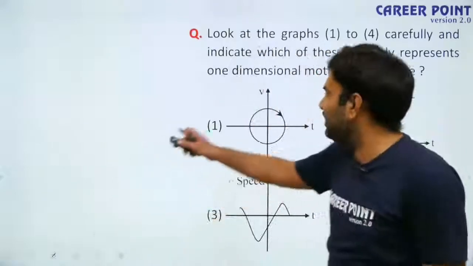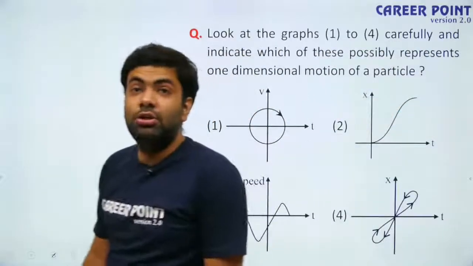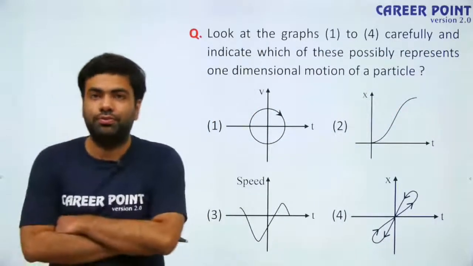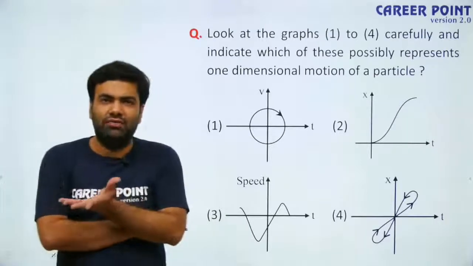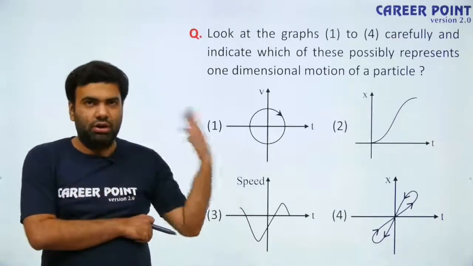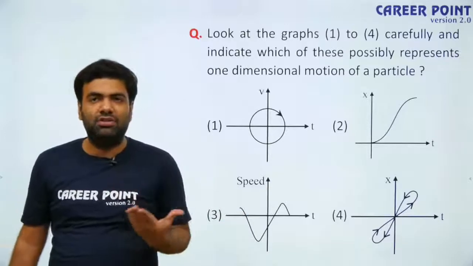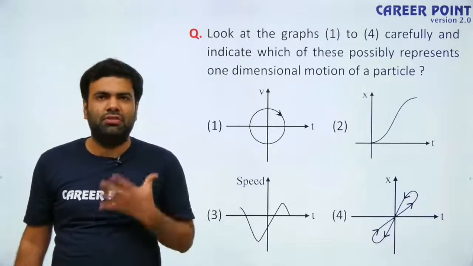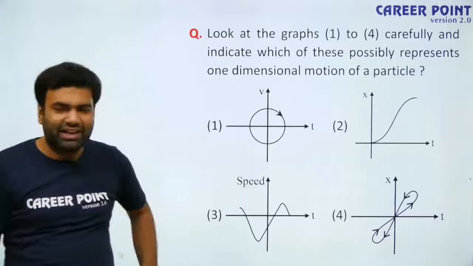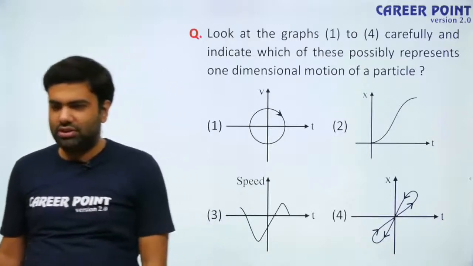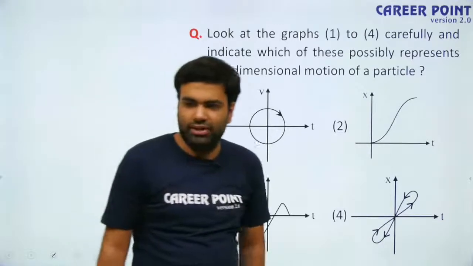Now, which of these graphs are not possible? This is the question. This is a general graph question, no equation is required. Just see all the graphs, and if you know the definitions of speed and velocity and the properties of distance and displacement, you will get the answer. Good, Rajesh, Imal, very good, you have answered. Well done, beta.